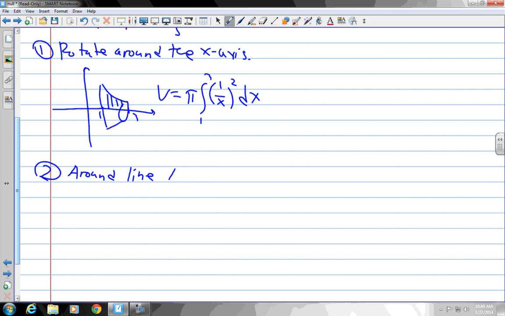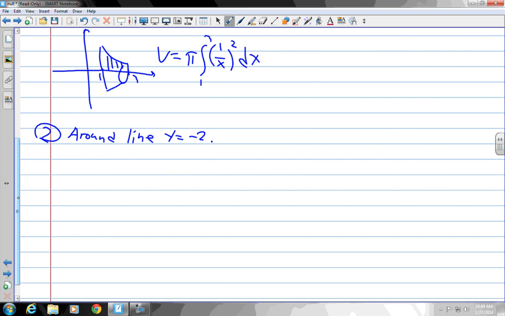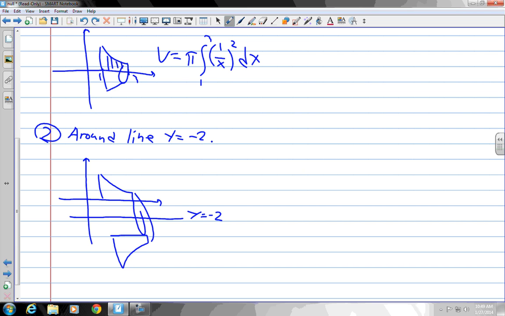Now rotate around the line y equals -2. So again, a quick sketch always helps. It will help us out to just kind of see what we're looking at. So here's the region, and here's the line y equals -2, right? So something like this. There's a hole in the middle.